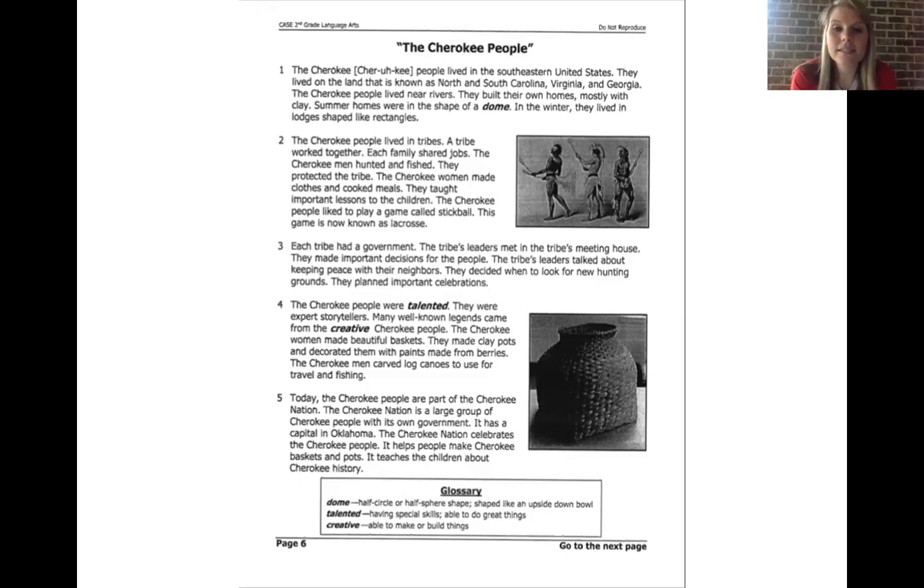They made important decisions for the people. The tribe's leaders talked about keeping peace with their neighbors. They decided when to look for new hunting grounds, and they planned important celebrations.